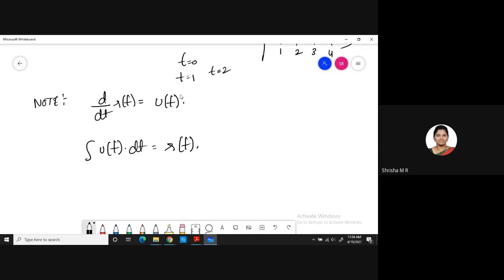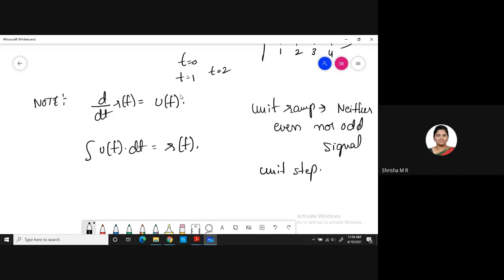So we had a discussion on whether the unit ramp is an even or odd signal. It is neither an even signal nor an odd signal. Unit ramp is neither even nor odd signal. Even the unit step is also neither. So that is about the unit ramp.